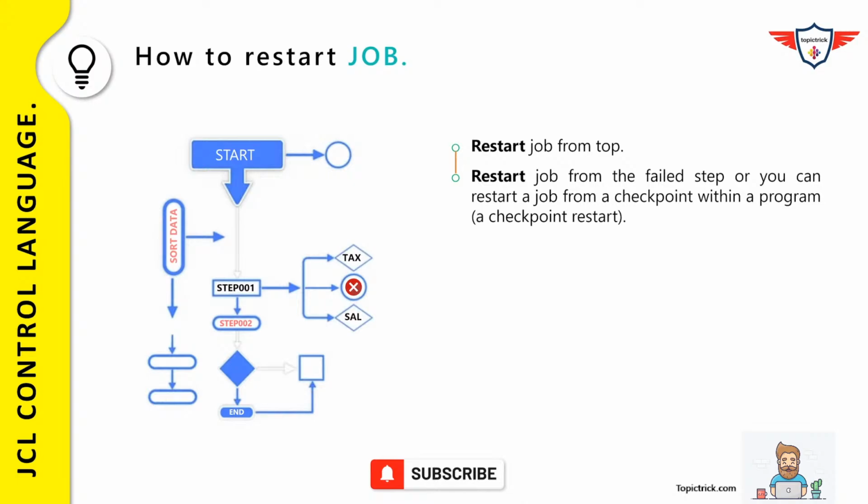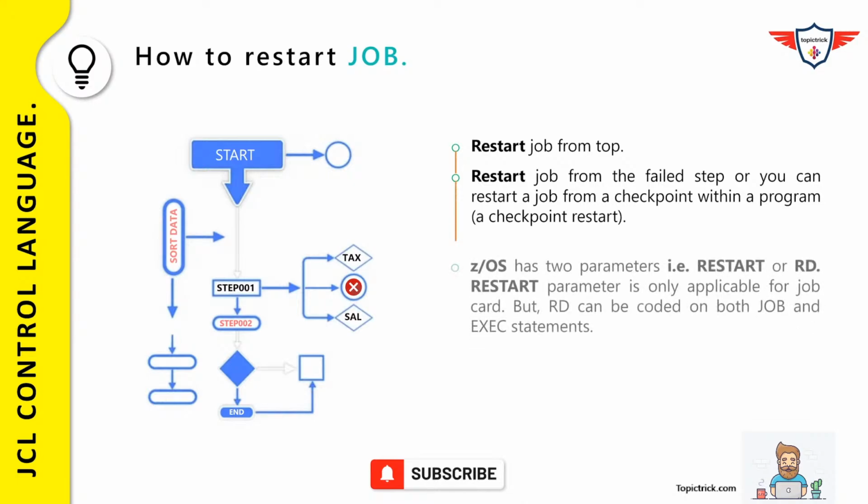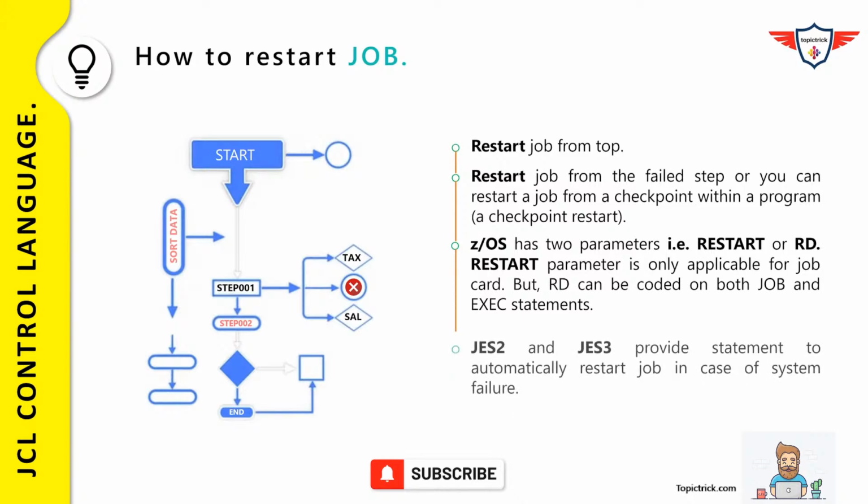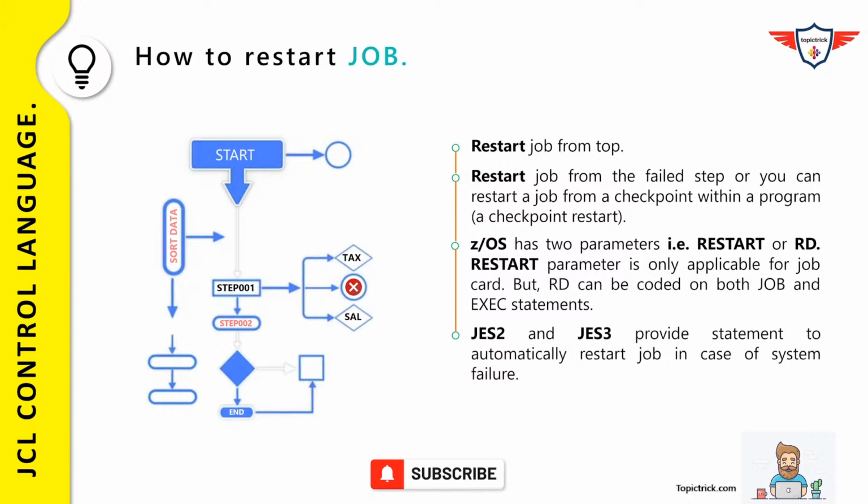So there are two different parameters that are used to restart a job. The first one is the RESTART parameter that can be coded on the JOB statement and it is used to handle your job failure. You just need to specify the RESTART parameter followed by an equal sign and then the step from where you want to restart your job. In addition, you have JES2 and JES3, and both provide statements that can be used to restart a job automatically in case there is a system failure. In this session, we will only focus on the JCL RESTART parameter because that is very commonly used to restart your job.